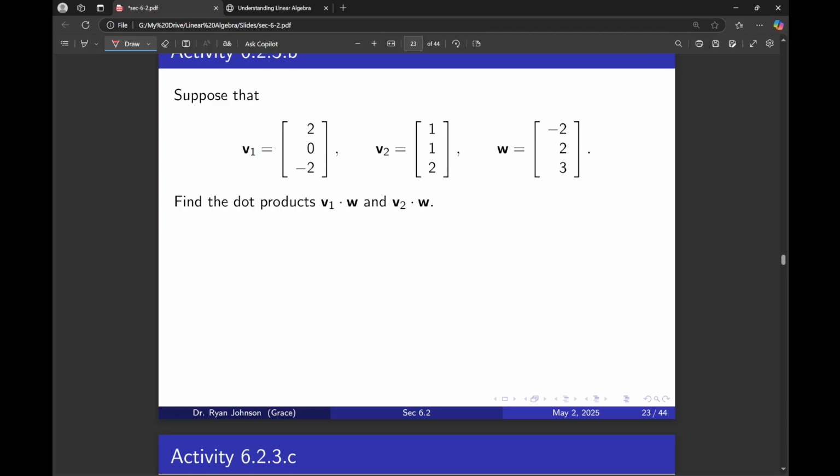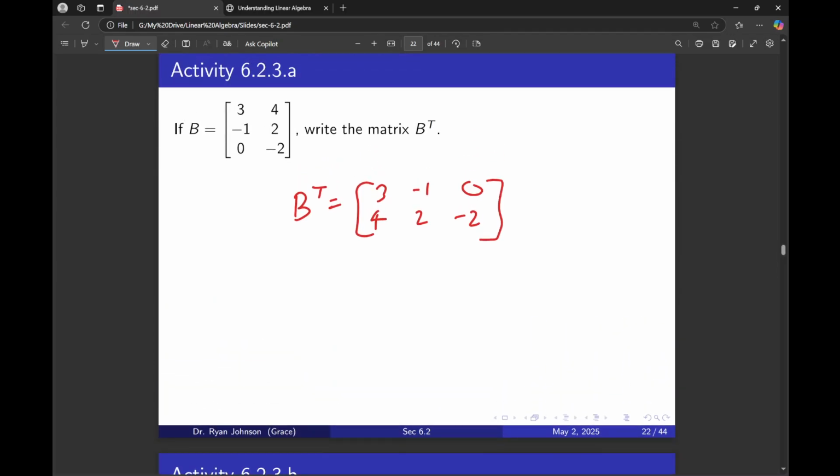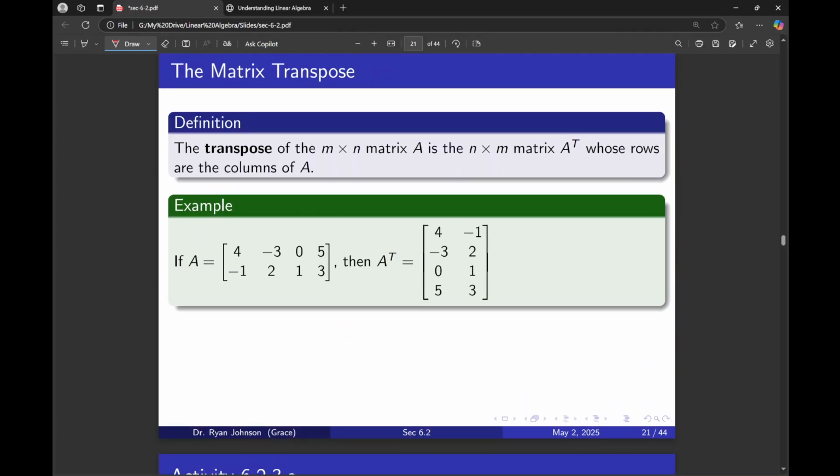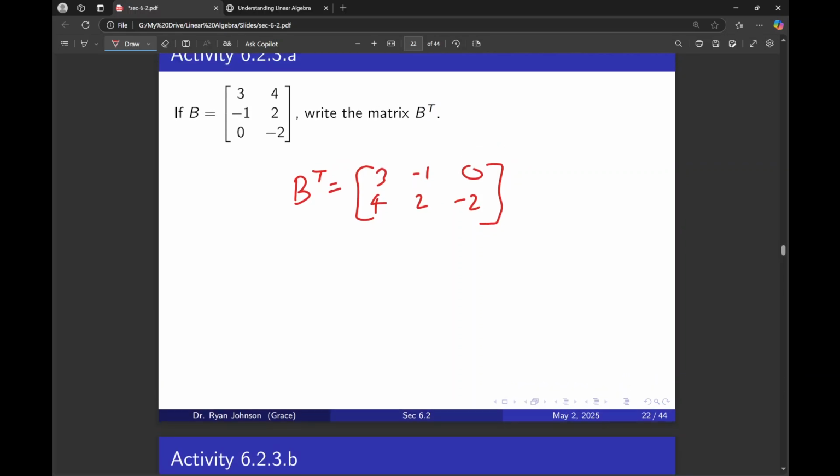Wait, can you go back up to the transpose? Yeah. Okay, cool. Yep. Just wanted to make sure.